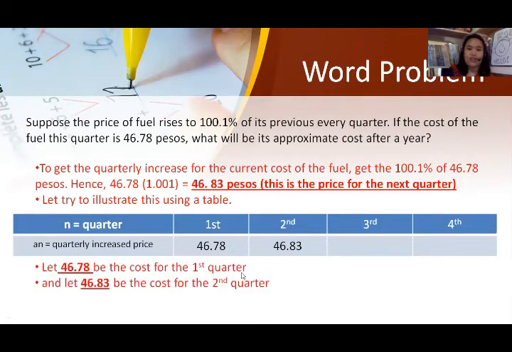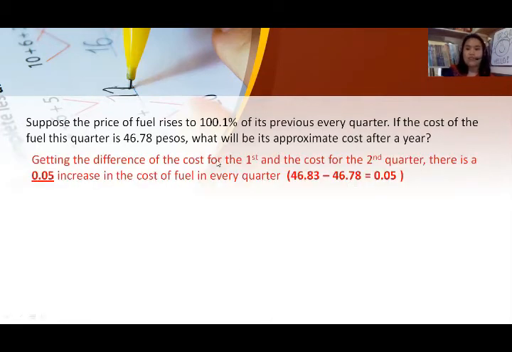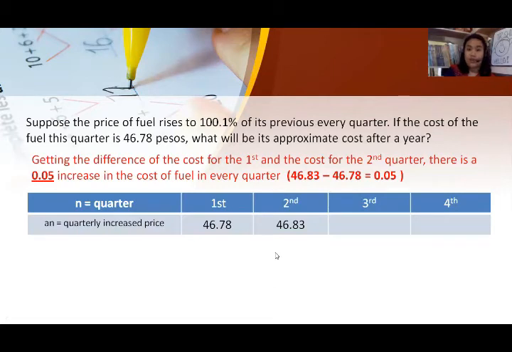So, to get that, of course, we need to subtract the first quarter from the second quarter. So, the difference between the cost on the first quarter and the second quarter is 0.5. Therefore, in every quarter, nag-a-add tayo ng 0.5. So, the sequence of this pattern or trend nung pag-increase ng cost ng fuel is positive 0.5 kasi nag-i-increase siya.